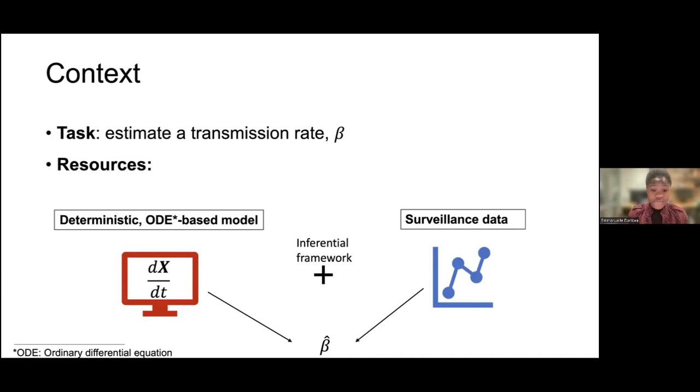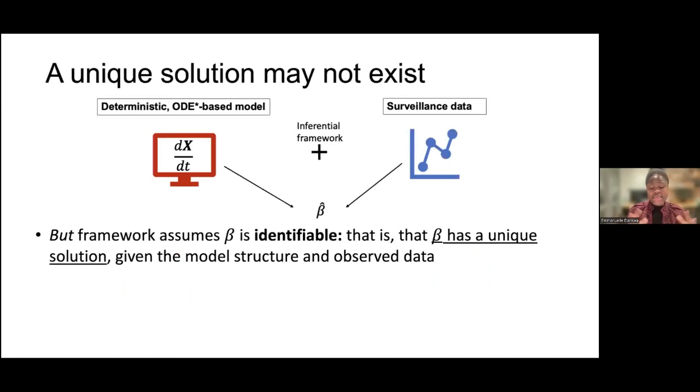And you would use this framework, say a statistical parameter estimation method like the maximum likelihood estimation method or MCMC to estimate your parameter. However, this method assumes that beta, the parameter of interest, which you seek to estimate, is identifiable. And by that, we mean that you're assuming by trying to estimate beta based on observed data and a model, that beta has a unique solution given the model structure which you designed and the observed data.